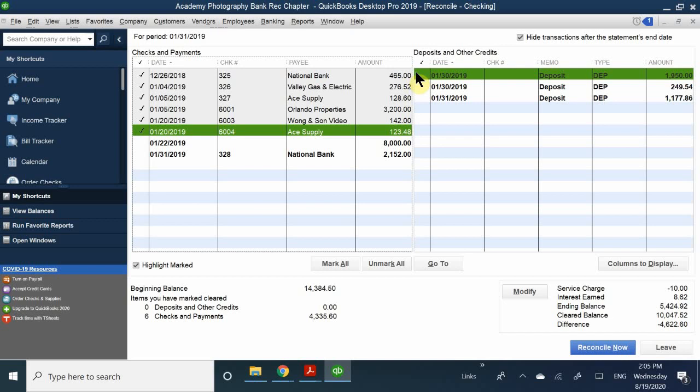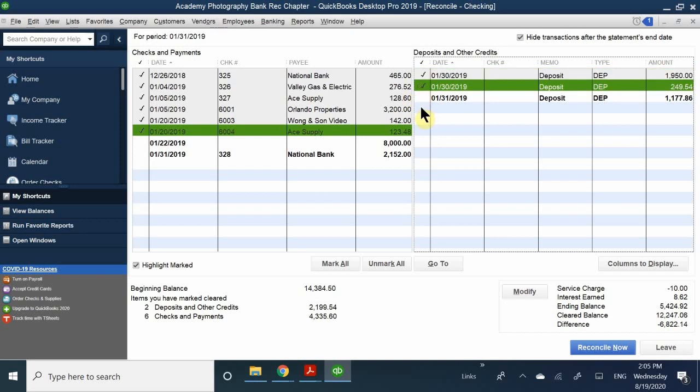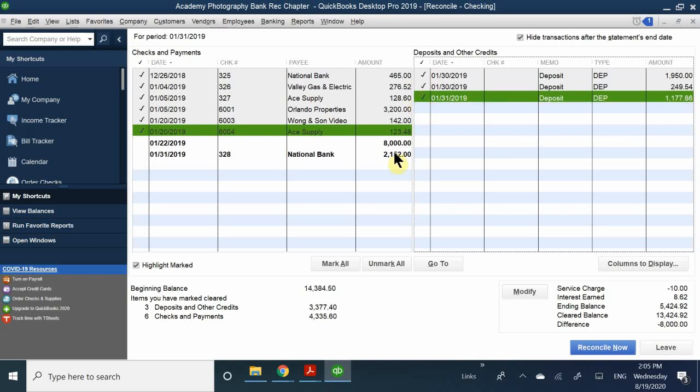So on January 30th, we've got a deposit for $249.54. Okay. And then also on January 30th, a deposit for $19.50. Okay. And on January 31, a deposit for $1,177.86. Okay. All right. Now let's go ahead and look at the bottom.